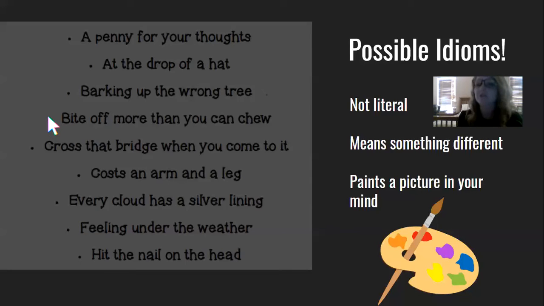You have too many responsibilities. You really shouldn't have done that. That's basically what it's saying. So we know that it doesn't literally mean biting off more than you can chew, as in biting food. So it's just an expression, okay? So those are fun. Idioms are fun.